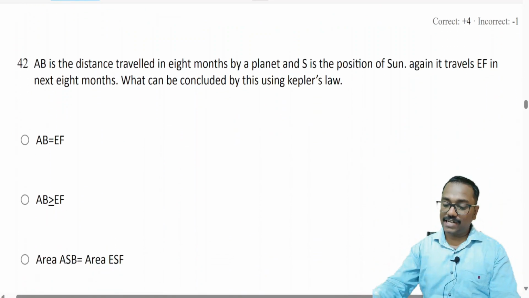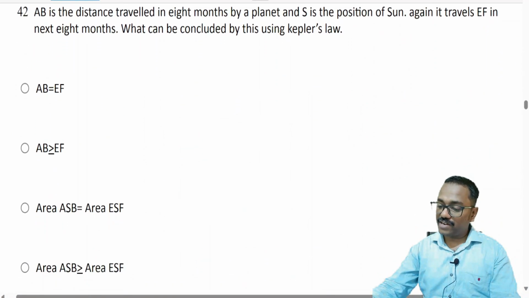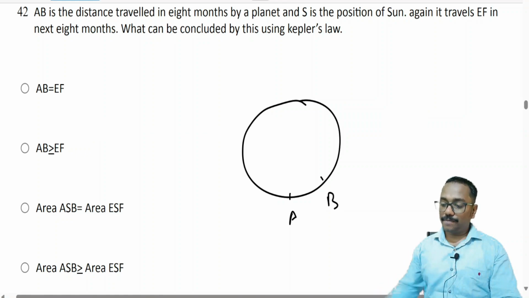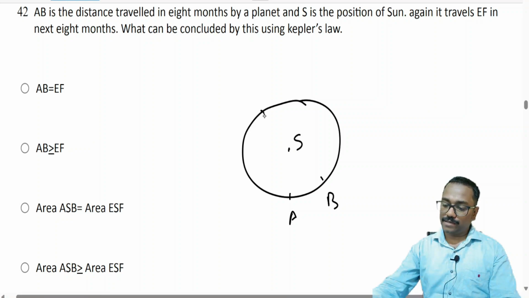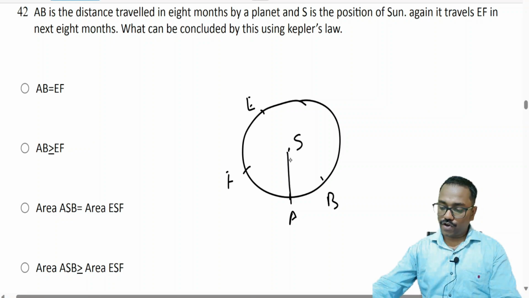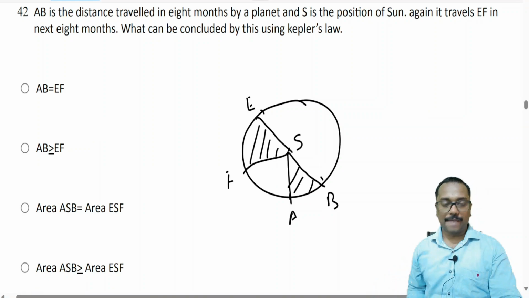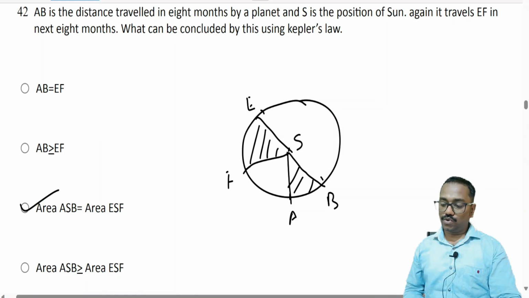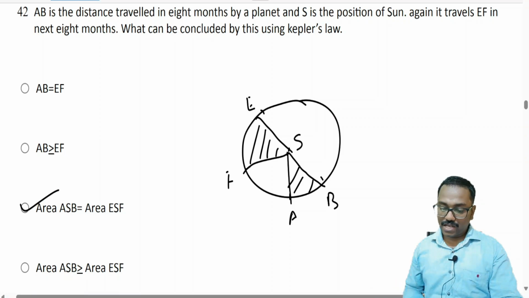So next, 42nd question. AB is the distance traveled in 8 months, and S is the position of the sun. Again it travels EF in the next 8 months. Suppose here it is E and here it is F. So what can be concluded from this using Kepler's law? We already know that this area and this area will be the same according to the second law of Kepler. So that means the area of ASB will be equal to the area of ESF.